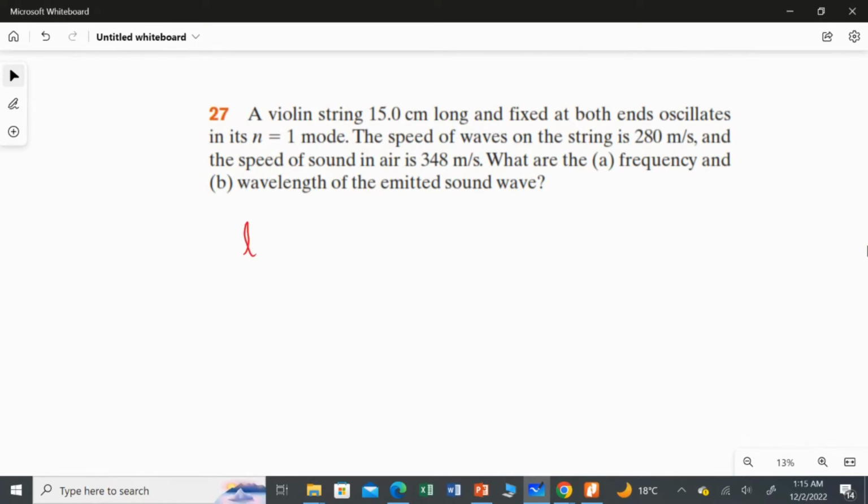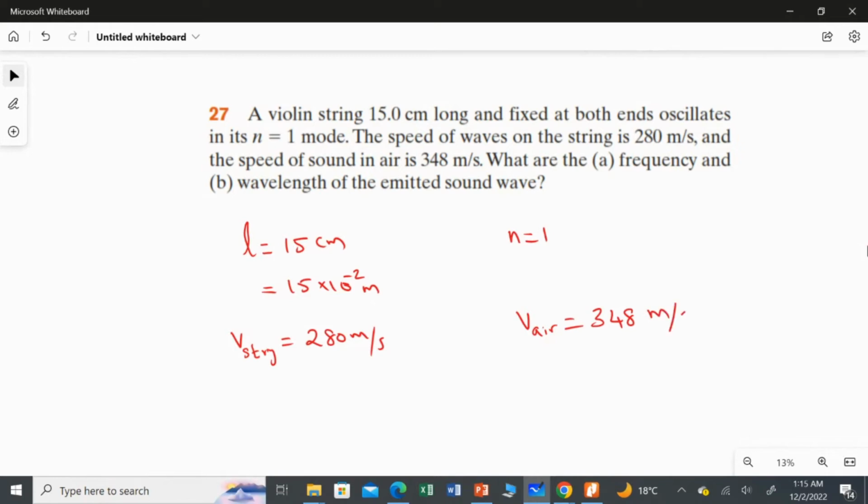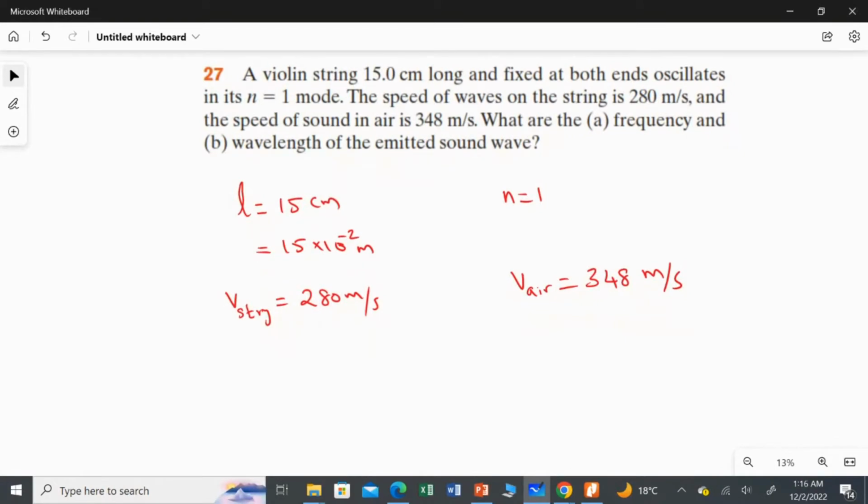The length of the violin string, they mention here as 15 centimeter, in terms of meter which is 15 multiplied by 10 power minus 2 meter, and its fundamental frequency, so n is equal to 1. The speed of the waves on the string, so better I can write v string, which is 280 meter per second, and then the speed of the sound in air is 348 meter per second.